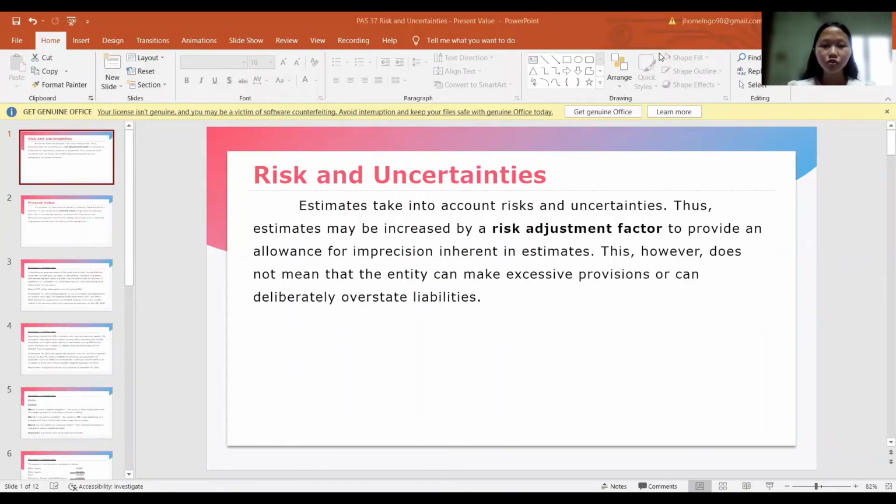So let's go on to the risk and uncertainties. Estimates take into account risk and uncertainties. Thus, estimates may be increased by a risk adjustment factor to provide an allowance for imprecision inherent in estimates. This, however, does not mean that the entity can make excessive provisions or can deliberately overstate liabilities.